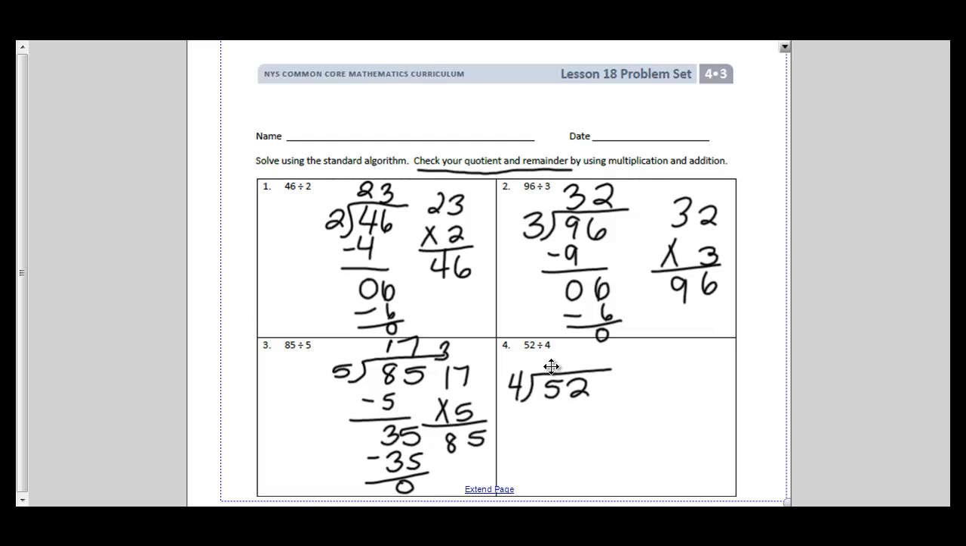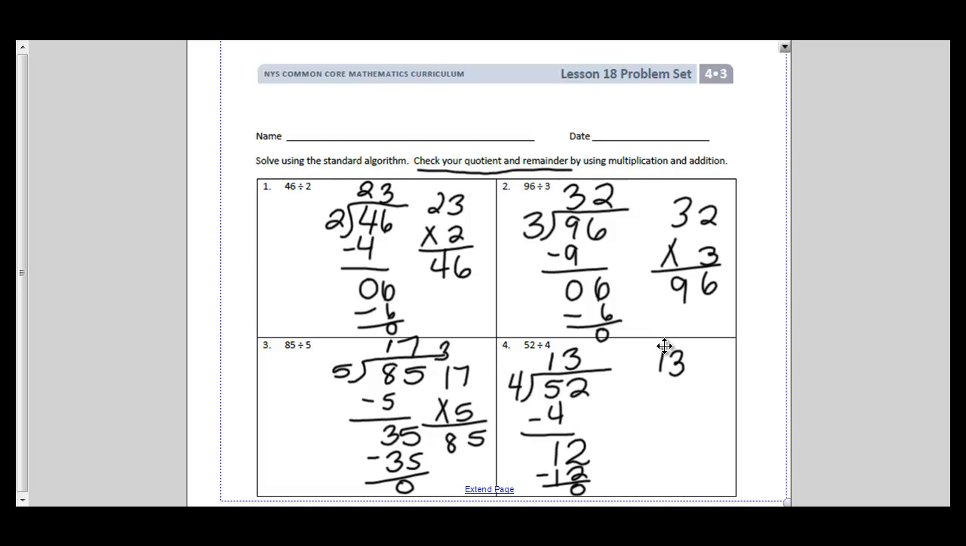All right, so 5 divided by 4 would be 1, because 1 times 4 is 4, and that's as close as I can get to 5 without going over. 5 minus 4 is 1, so I have a remainder of 1. I'm going to bring down my 2, so now I have 12 ones. 12 divided by 4 is 3. 3 times 4 is 12, and 12 minus 12 is 0.